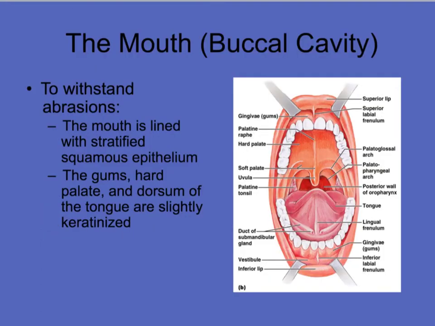We begin in the mouth, which is also called the buccal cavity. The mouth is lined with a stratified squamous epithelium. If you remember, stratified means you've got a lot of layers, and squamous are those flattened cells. You have a whole bunch of layers because as you're eating chips and chicken and hamburgers, you're constantly rubbing the tissue in your mouth, and you want lots and lots of layers. If you just had a simple squamous epithelium, you would easily cut right through that tissue layer and you'd be in trouble. The gums, the hard palate, and the dorsum of the tongue are slightly keratinized, which means they're slightly waterproof.